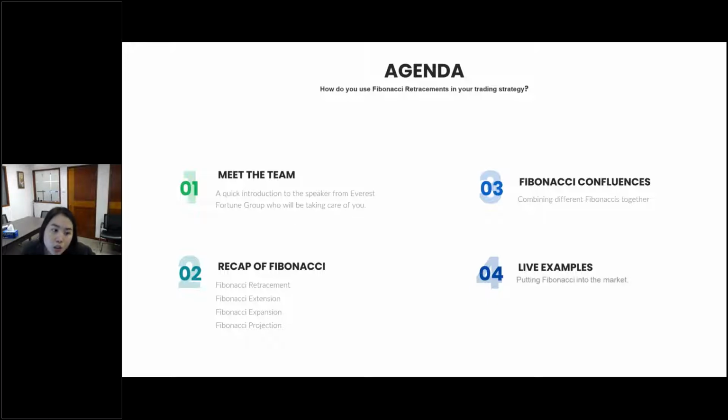So Fibonacci confluence is basically a combination of all 4. We've already learned all 4 of these, so we're just going to combine all of it into a Fibonacci confluence so that we can find our most probable setup, our most probable entry, and our most probable exits. But it's mostly for entries, not so much for exits.